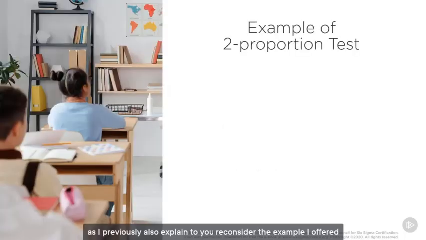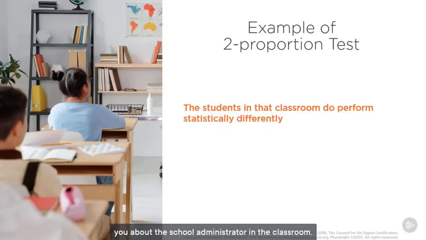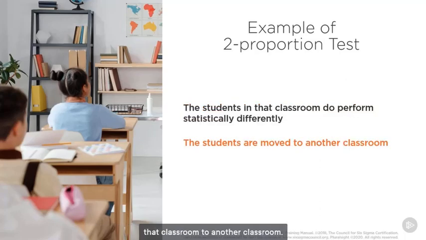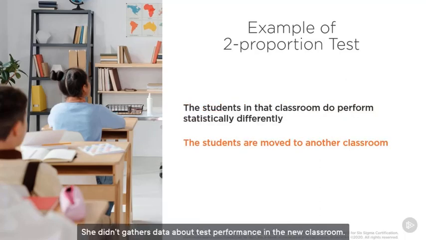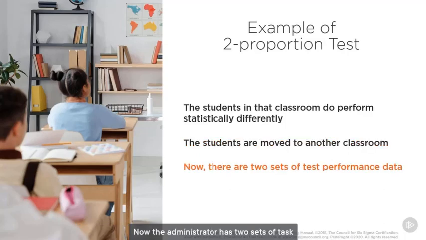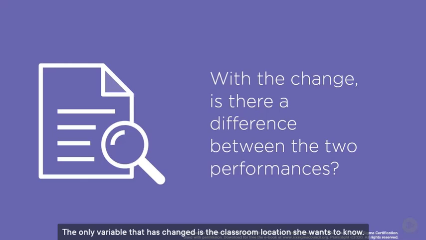Reconsider the example I offered you about the school administrator in the classroom in our previous video. Perhaps the school administrator determines that students in that classroom do, in fact, perform statistically differently from students in other classrooms. The administrator makes a decision to move the students in that classroom to another classroom. She then gathers data about test performance in the new classroom. Now, the administrator has two sets of test performance data for the same students. The only variable that has changed is the classroom location. She wants to know, is there a difference between performance in the old room versus the new room?